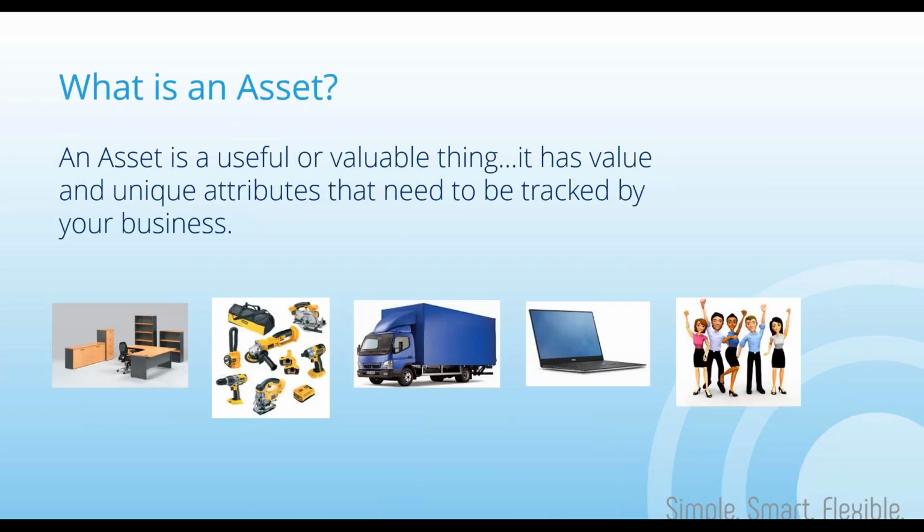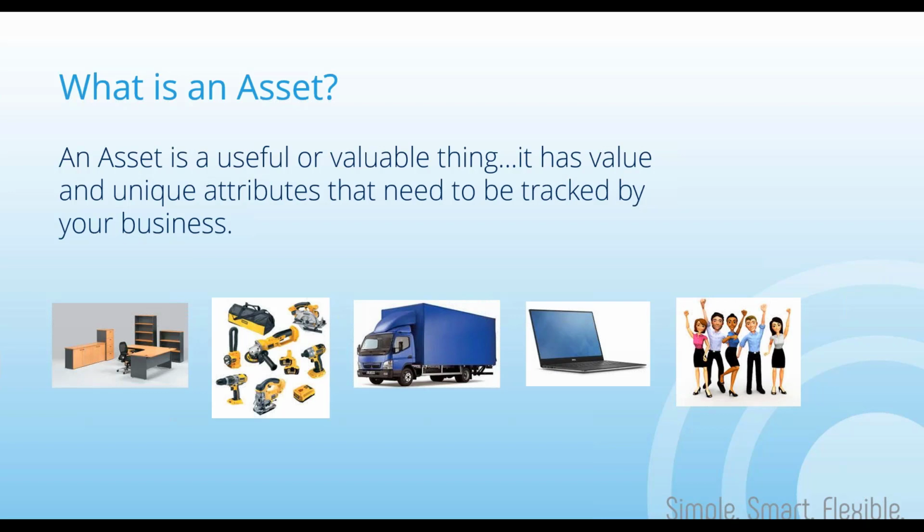What is an asset? By definition, an asset is a useful or valuable thing. An asset typically has value and unique attributes that need to be tracked. An asset may help generate revenue, be used by employees for specific tasks or jobs, require periodic maintenance or calibration, and depreciate over time with a useful lifespan and specific salvage value.